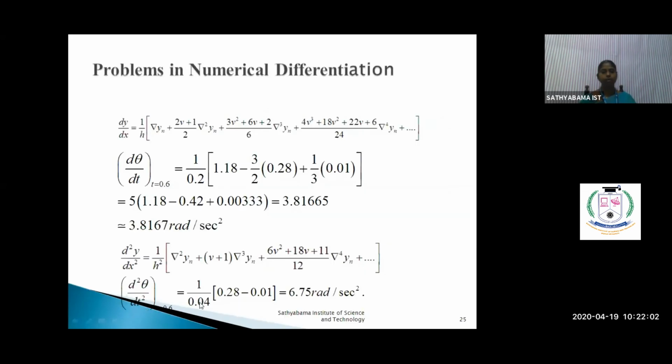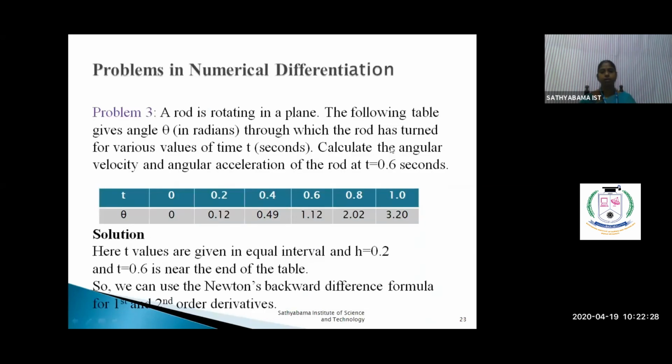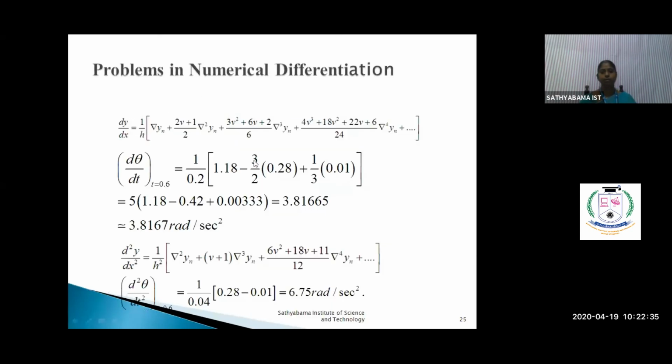So 1 by h square here, not h. So 0.2 the whole square into del square yn, 0.28. Del cube yn is 0.01. Then we are substituting all the results. You are getting the acceleration 6.75 radian per second square. This is the acceleration. So we found the angular velocity and angular acceleration of the rod at t equal to 0.6 seconds.